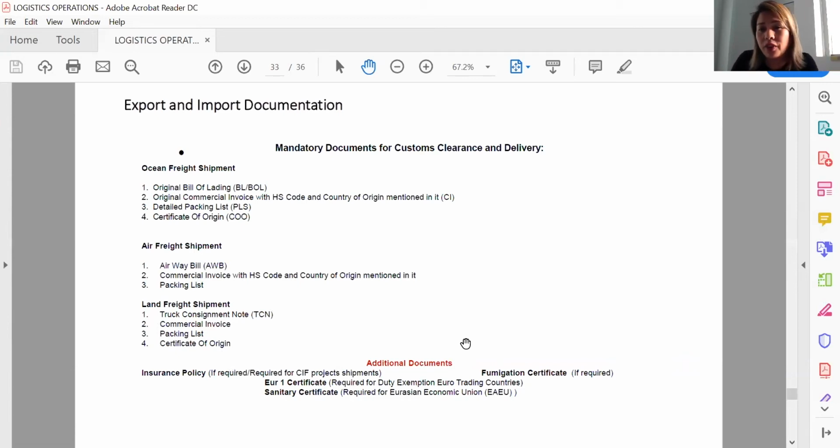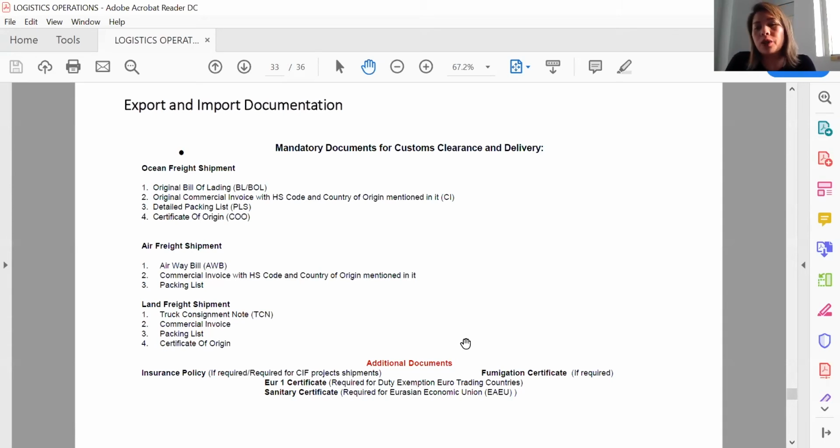Insurance policy. If it's CIF cargo, obviously CIF means cost, insurance, and freight. If you don't provide an insurance policy, then where is the insurance clause in there? Are you cheating your client? You're just saying that it's insured, but you cannot provide an insurance policy? That is unethical. So you have to give that.